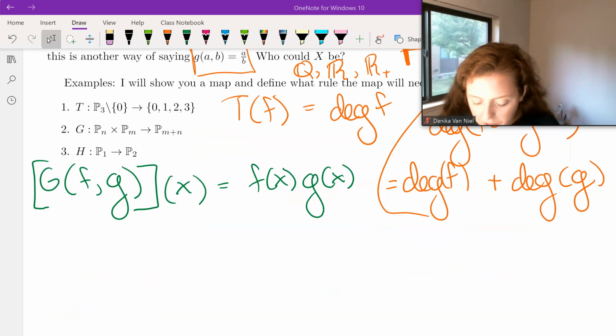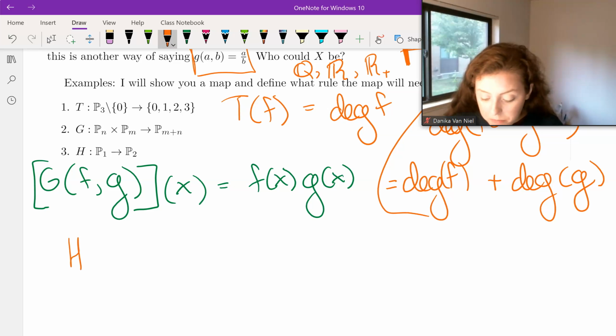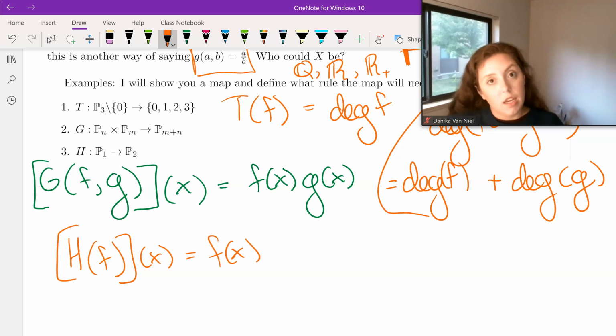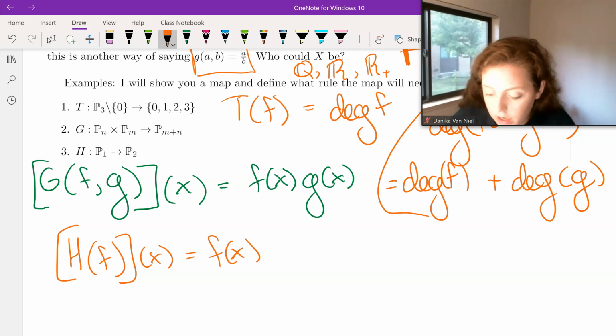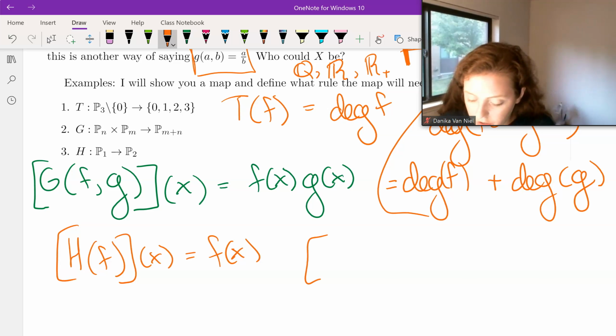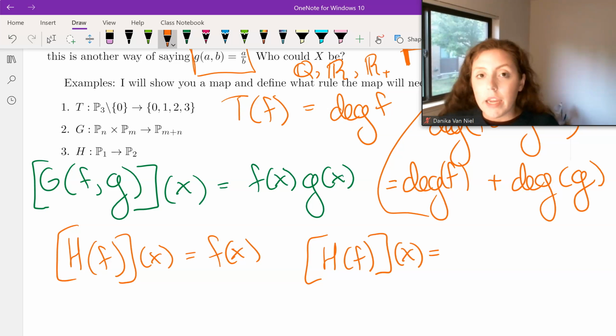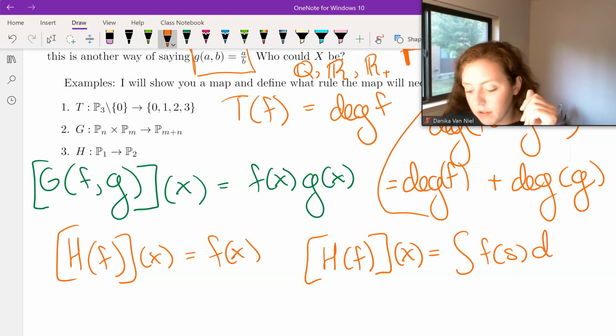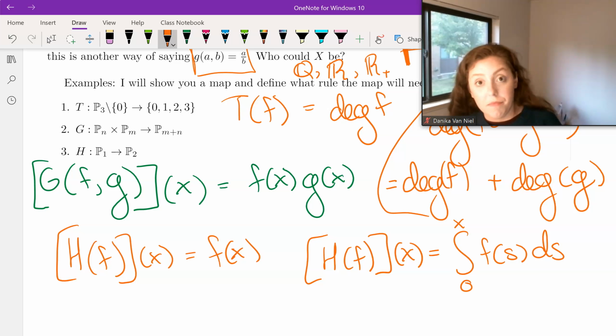H goes from P1 to P2. There's a lot of things we could do with this. H could just send f to f, right? Because P1 is a strict subset of P2. We could also have that H of f, and this is the one I really wanted to talk about, could be an integral. I'm going to write the integral of f of s ds, from 0 to x.